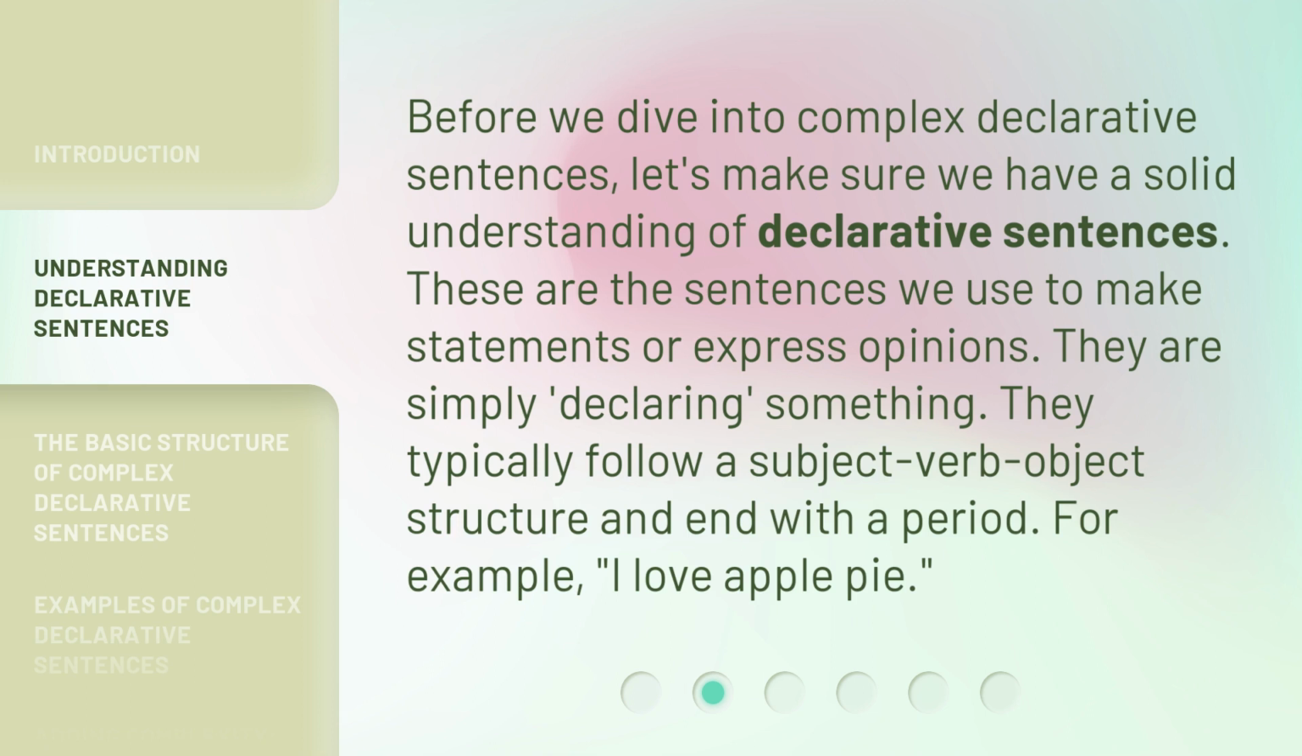Before we dive into complex declarative sentences, let's make sure we have a solid understanding of declarative sentences. These are the sentences we use to make statements or express opinions. They are simply declaring something. They typically follow a subject-verb-object structure and end with a period. For example, I love apple pie.